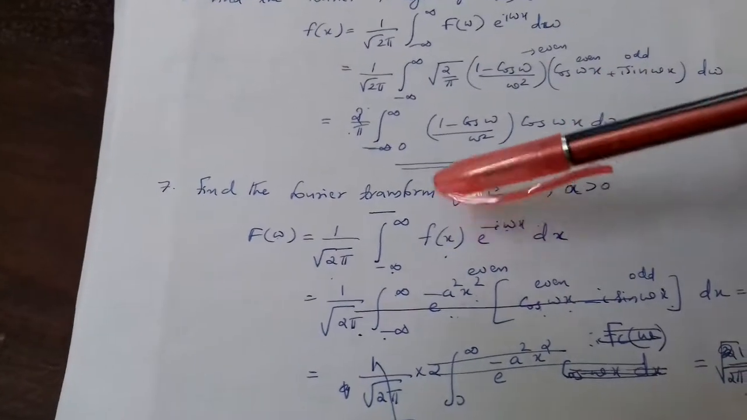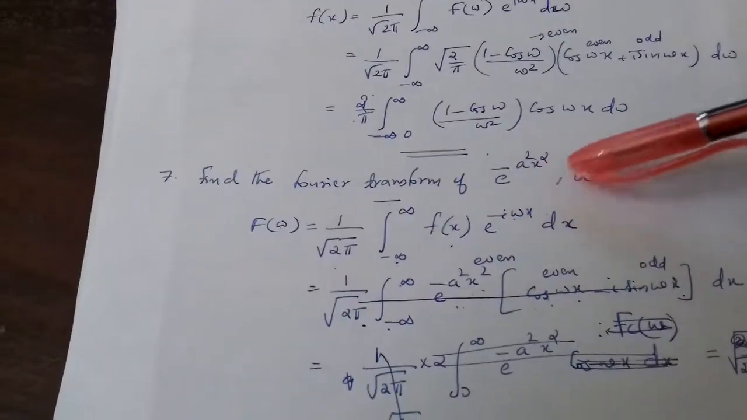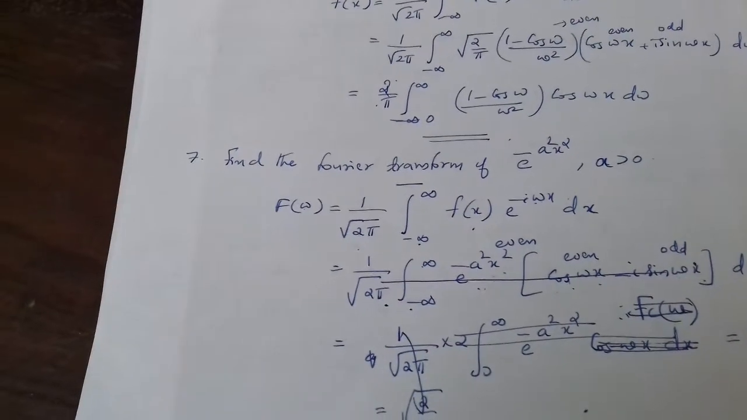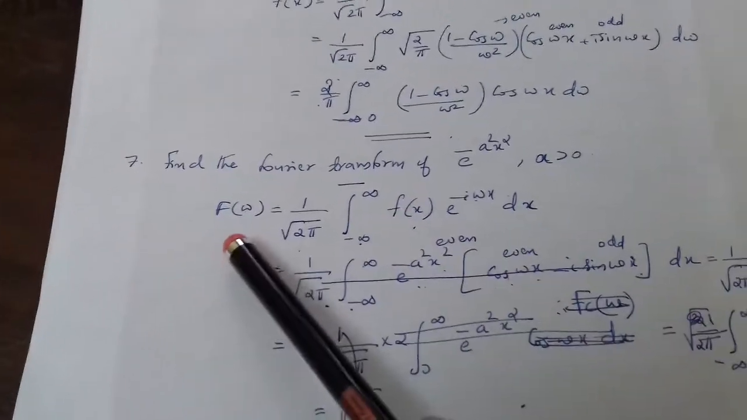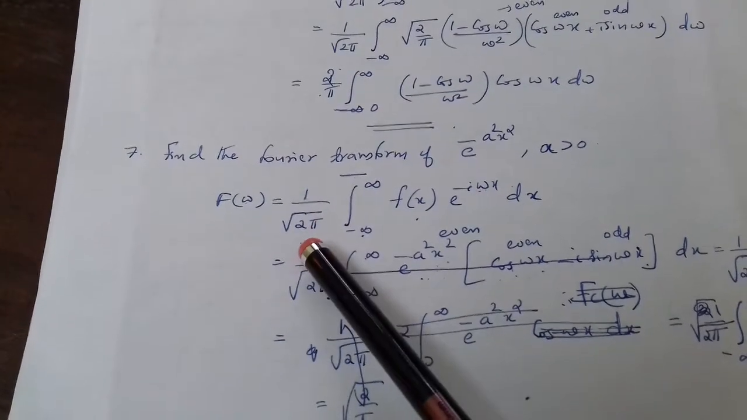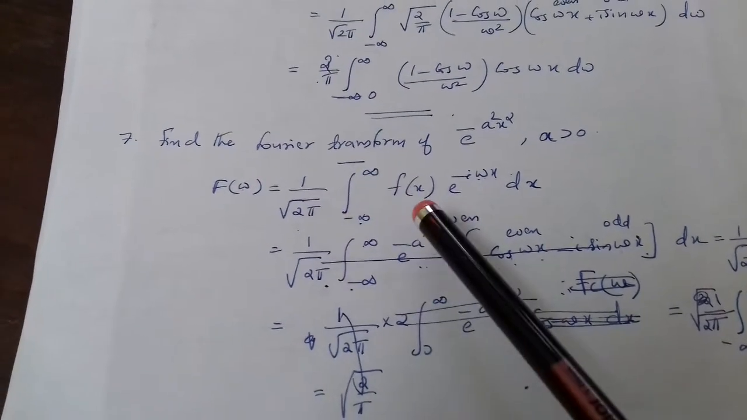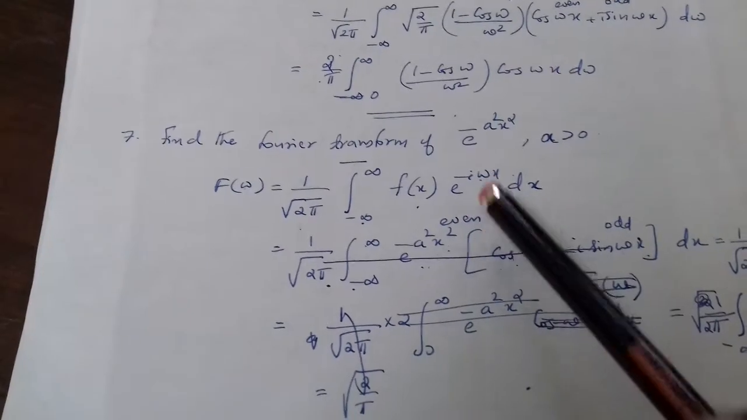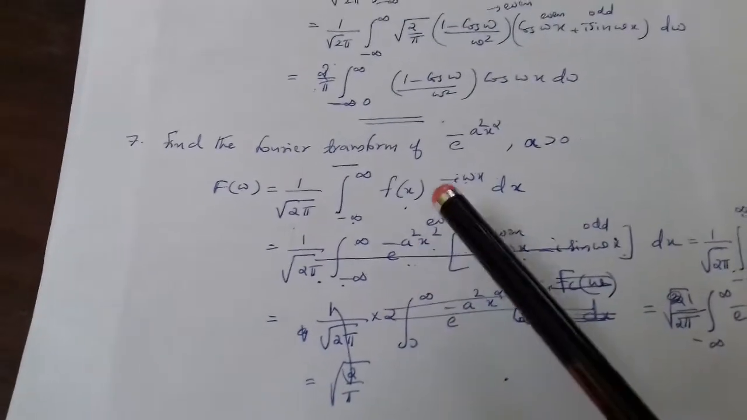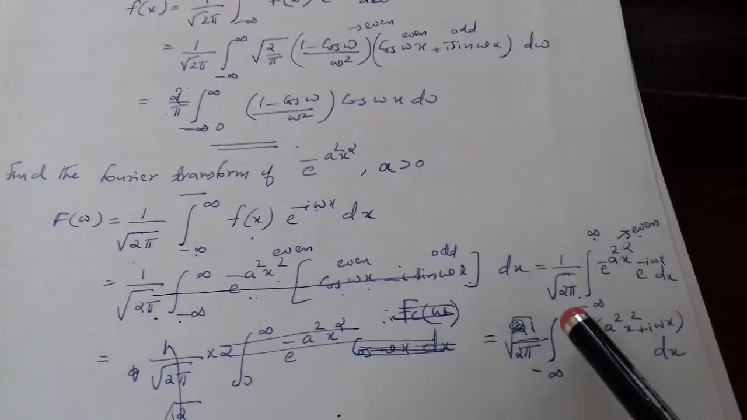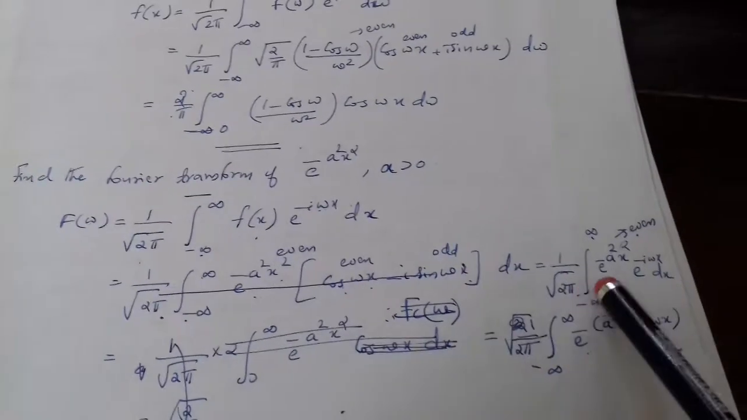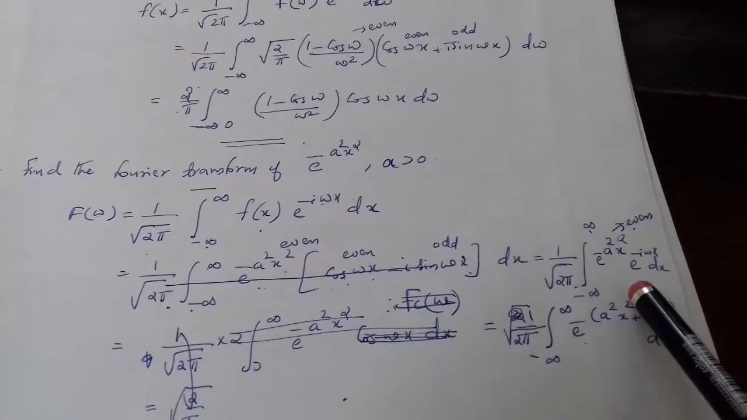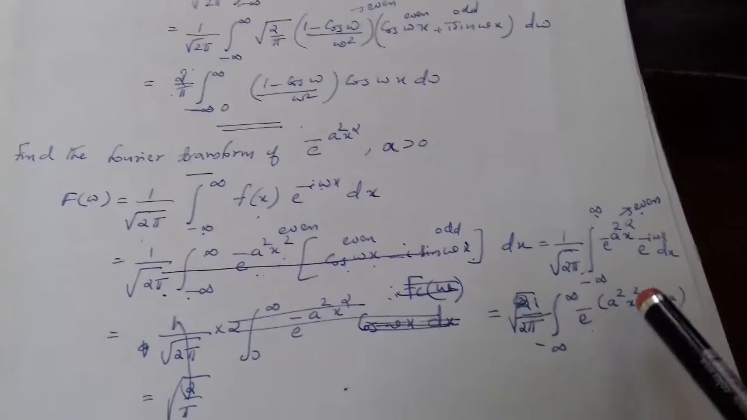So next is find the Fourier transform of e raised to minus a square x square for a greater than 0. So here f of omega, the formula is 1 by root of 2 pi integral minus infinity to infinity f of x e raised to minus i omega x dx. And it is 1 by root of 2 pi, f of x is e raised to minus a square x square into e raised to minus i omega x dx.